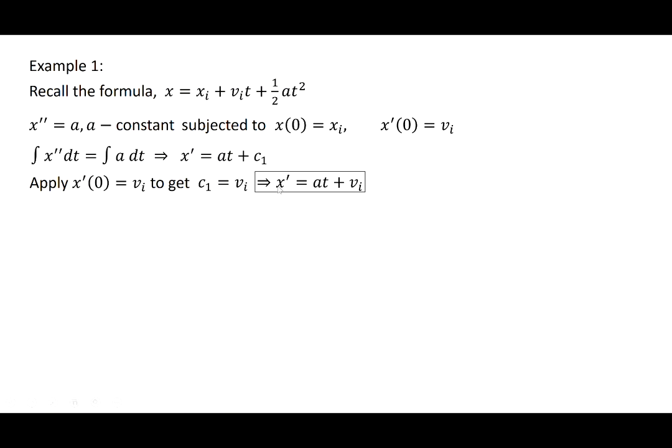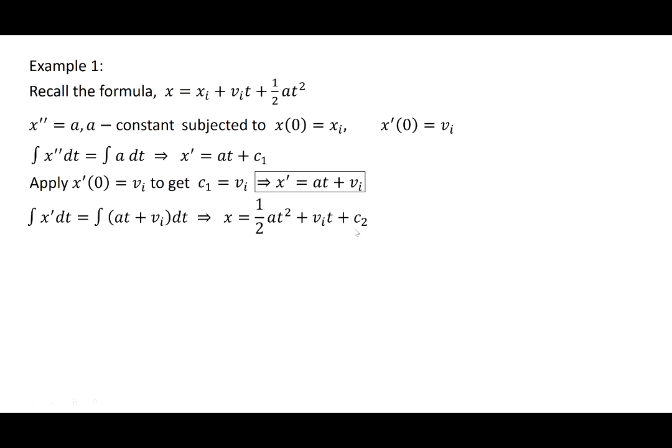Now, to find x, we'll integrate both sides once again with respect to t. So the integral of x prime dt would be this, the integral of the right-hand side with respect to t. And the integral of x prime with respect to t is just x. At, the integral is at squared over 2, plus v sub I times t, plus an integration constant c sub 2. Right?